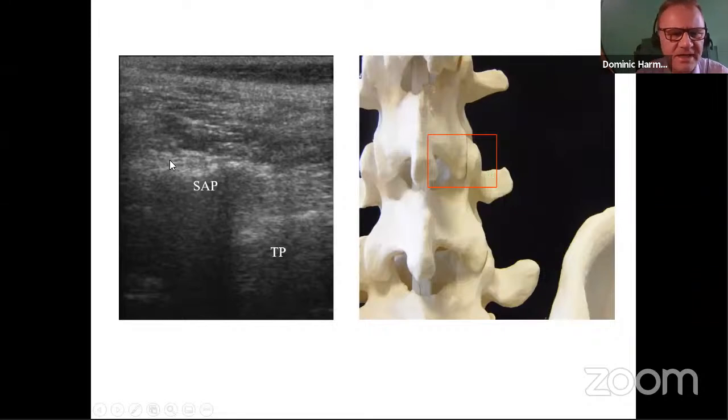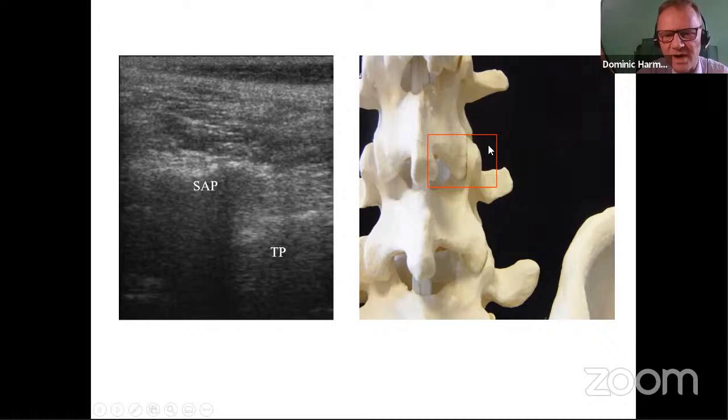Okay, so if you look at this image over here, this is the spinous process, this is the lamina, you can talk about the superior articular process. Now, this line down here, even though I've actually labeled it on this, is not the transverse process. This, in fact, is the iliolumbar ligament.